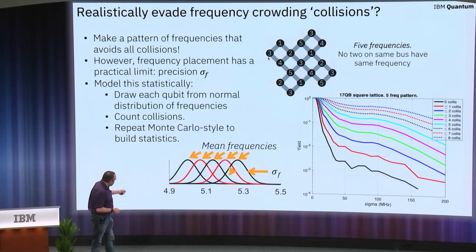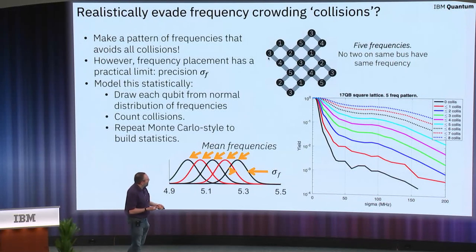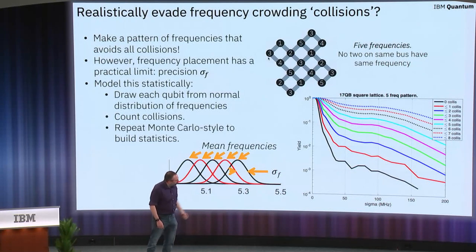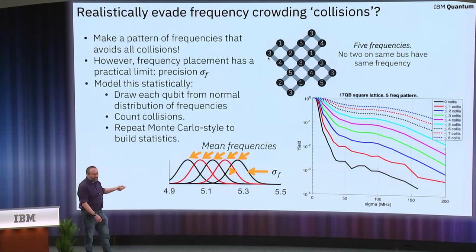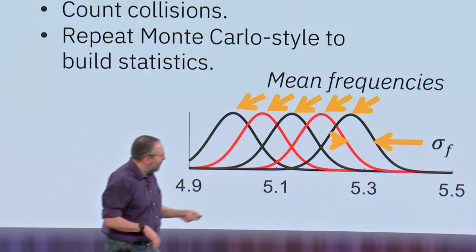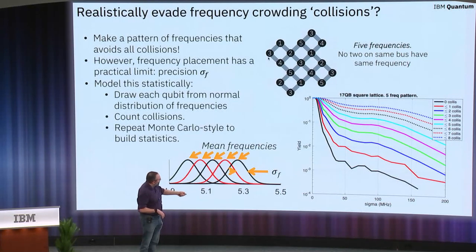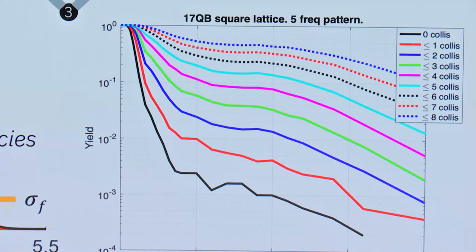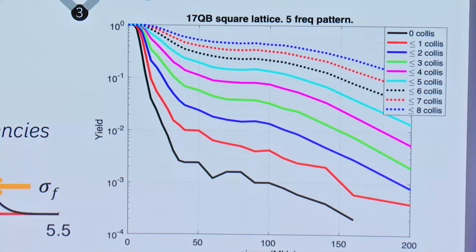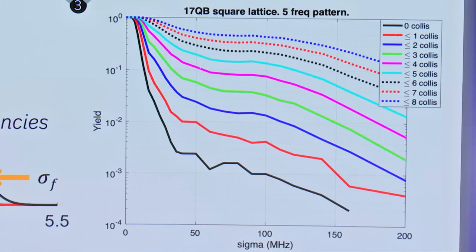So schematically, you can think of that as distributions of frequencies around each of these five frequencies. And when we run a model on, say, this type of chip, what we can find is that the likelihood of having a collision-free chip can be very precisely stated in terms of the precision with which you're able to set the frequencies. So if you look at this plot here, you could say, well, if you can set the frequencies with a 50 megahertz precision in this five frequency pattern, then your 17 qubit square lattice is liable to have about a 50% chance of having fewer than 8 collisions, a 10% chance of having fewer than 4, and a 0.2% chance of having 0 collisions.